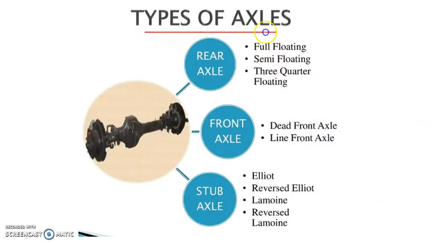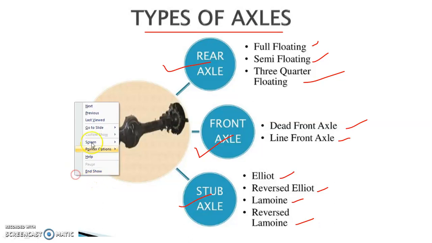Let us see what the types of axle are. The first type is rear axle, the second type is front axle, and the third one is stub axle. Rear axles are of three types: full floating rear axle, semi-floating rear axle, and three-quarter floating rear axle. Front axles are of two types: dead front axle and live front axle. Stub axles are of four types: Elliott, reverse Elliott, Lamoine, and reverse Lamoine. So this is the classification of the axles.